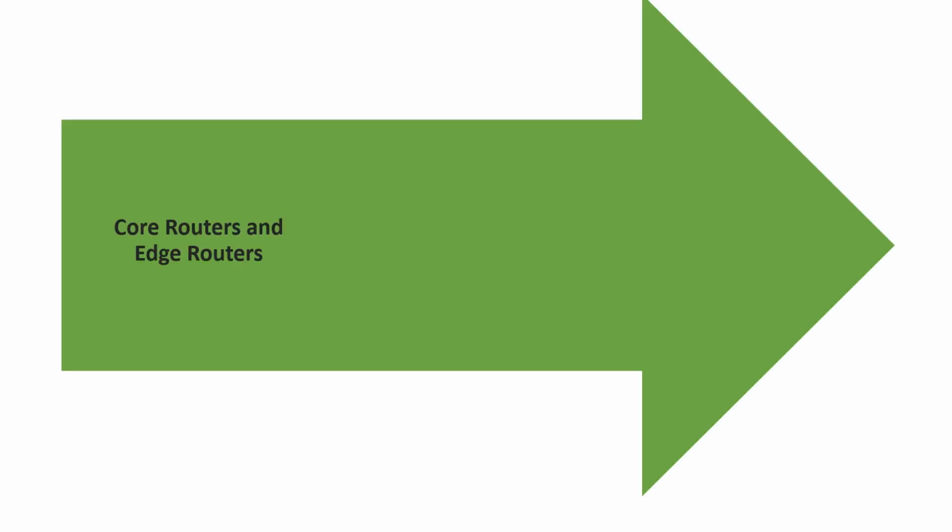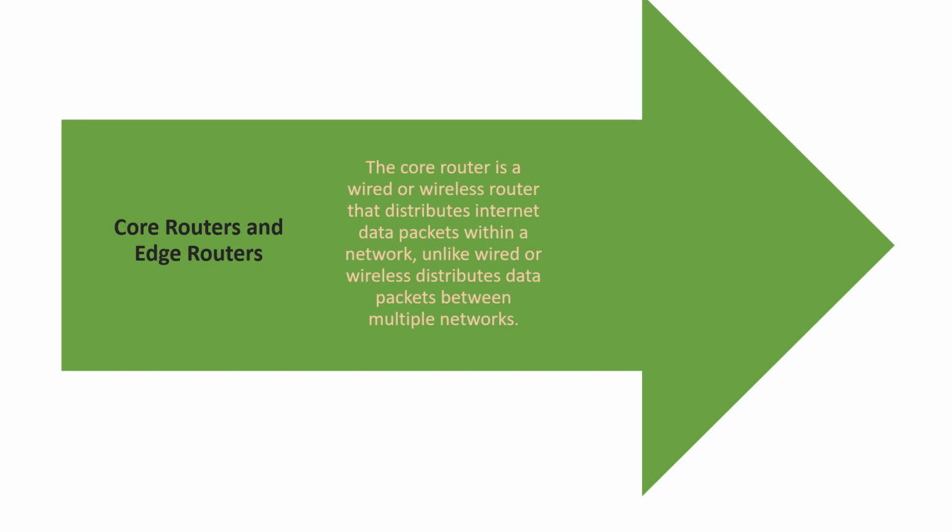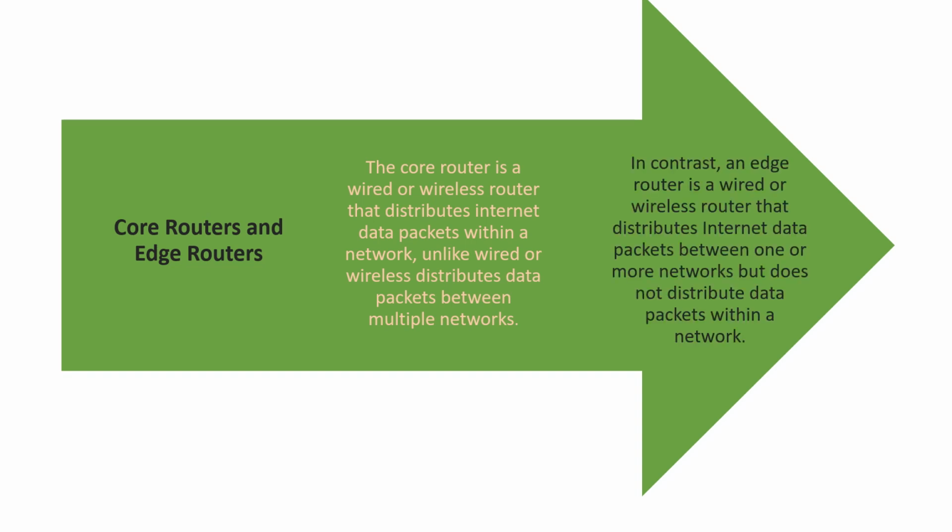And next is the core router and edge router. The core router is a wired or wireless router that distributes the internet data packets within the network, unlike wired and or wireless routers that distribute data packets between multiple networks. So this core router distributes the data packets within a particular network. This is the explanation for the core router, and this is the purpose.